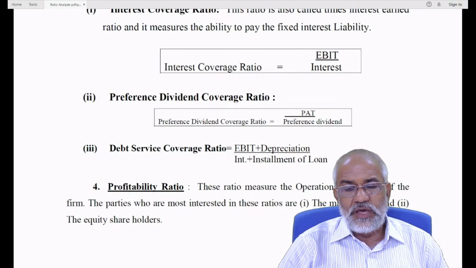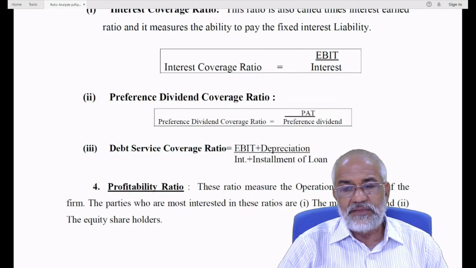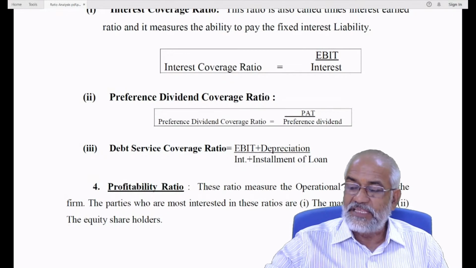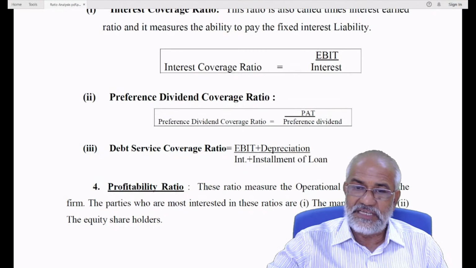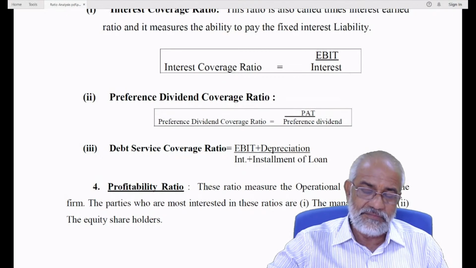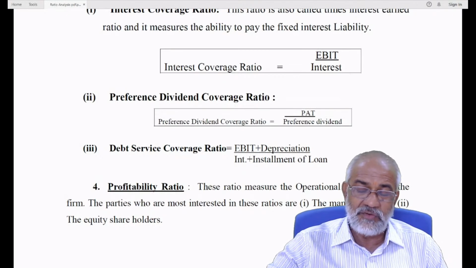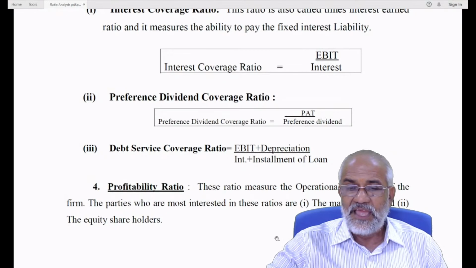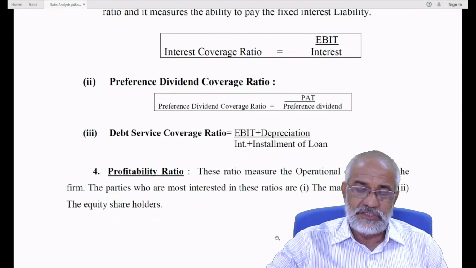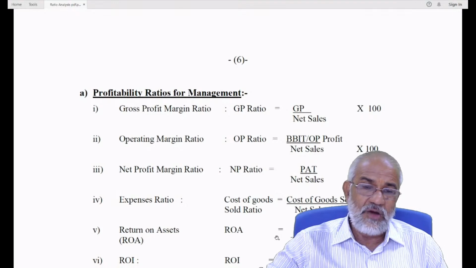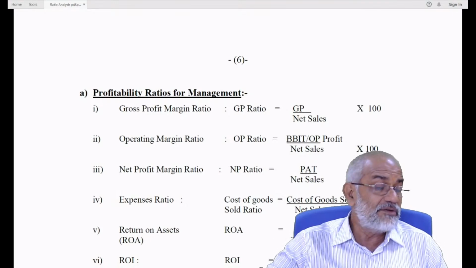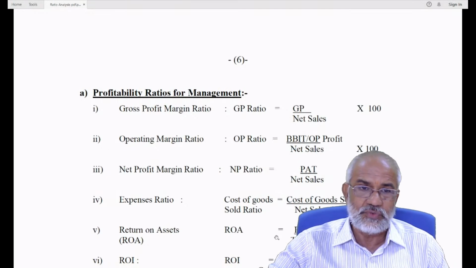The parties who are most interested in those ratios are the management and the equity shareholders, because the management will see how efficient they are in earning profit for the organization, and the equity shareholders are also interested in how much profit the organization is earning, and accordingly the rate of dividend will be fixed for them. So they are very much interested in the issue.